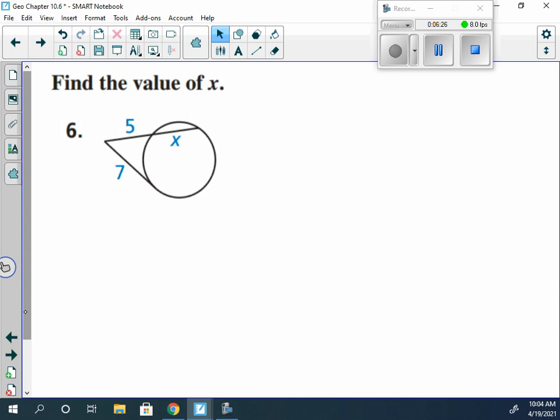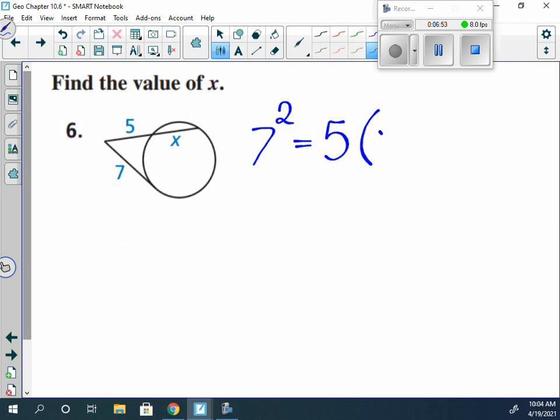Okay, so this is the next one we're going to look at. So when we look at this one here, we're going to do the exact same thing as what we just did on the last one. So the x, or the tangent length squared, is equal to the exterior times the whole length. So our tangent length this time would be 7 squared is equal to what? Well, the exterior part would be 5, and the whole length would be x plus 5, or we can do 5 plus x. The order really doesn't matter. Any questions on how we got this one set up?